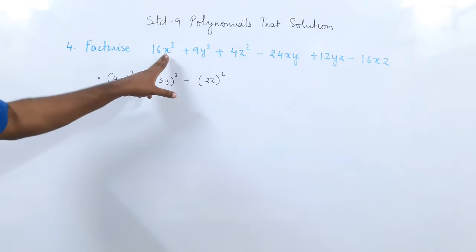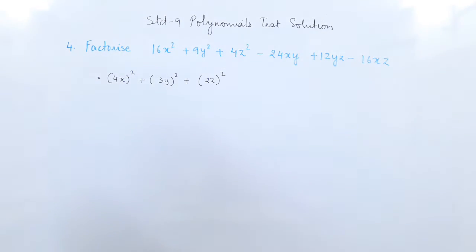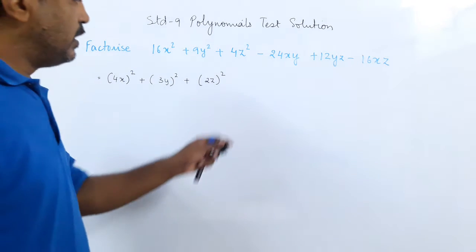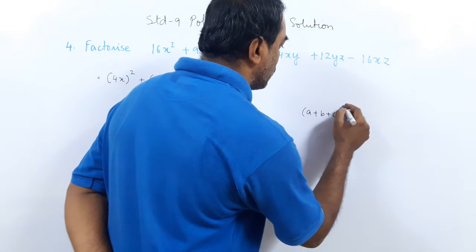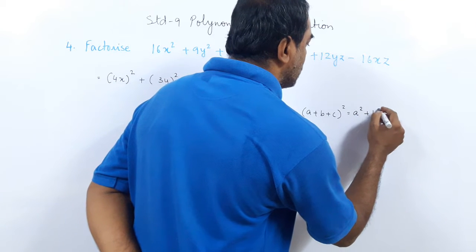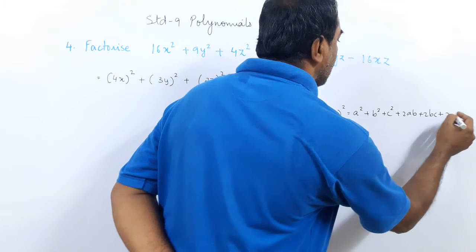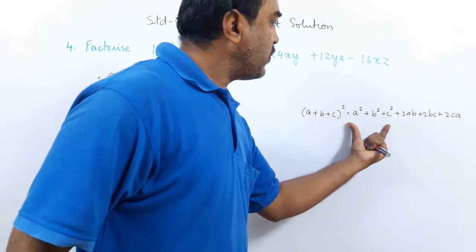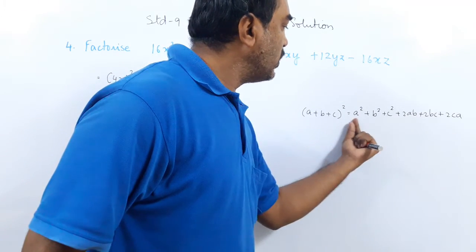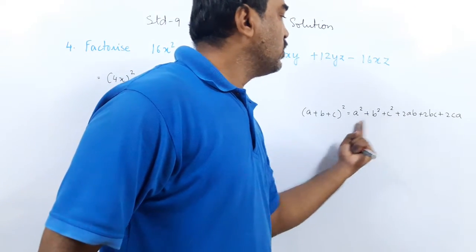This has got x, y, z. Now this has got xy, yz and xz. So which identity comes to your mind? You must have recalled the identity is a plus b plus c the whole square is a square plus b square plus c square plus 2ab plus 2bc plus 2ca. So you can see here in this identity the first three are perfect squares, and then the term is 2 into first term into second term plus 2 into second term into third term plus 2 into third term into the first term.